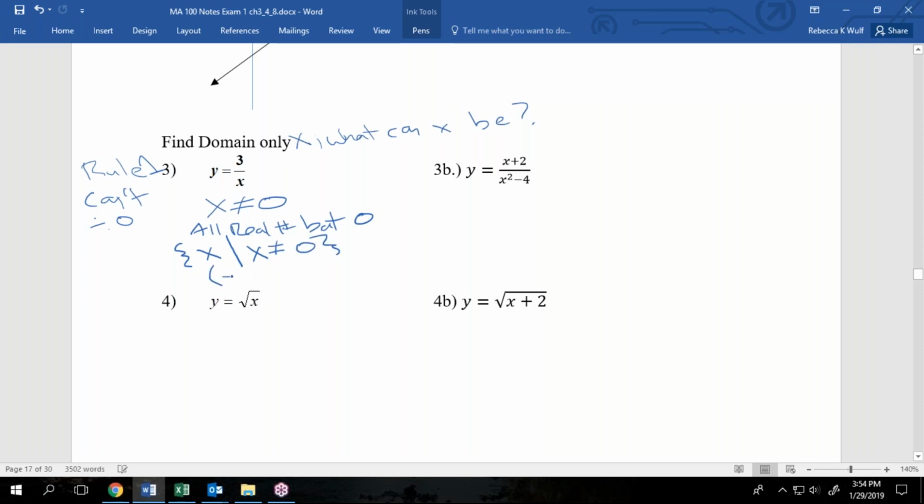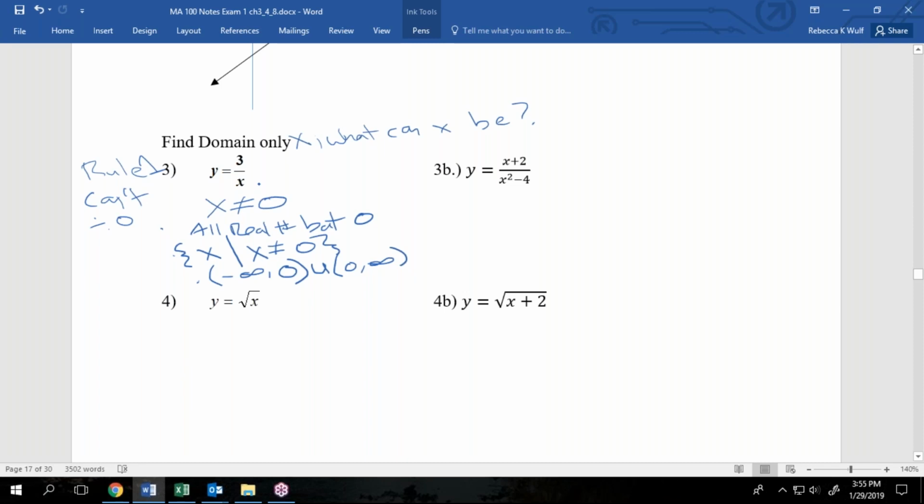You could do interval notation here. So instead of negative infinity to infinity, we would say negative infinity up to 0, I don't include 0, so that's a curved parenthesis, and then I pick up again, union, 0 on to infinity. So there's three options on how you can write it. Ask your teacher how they want it.